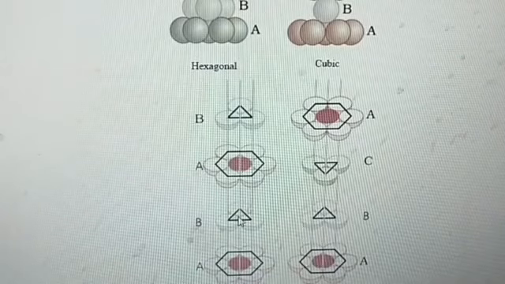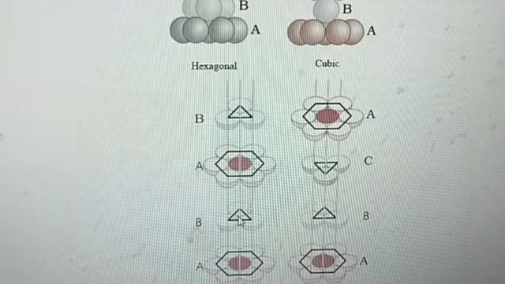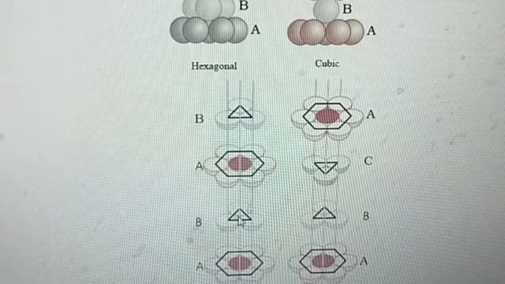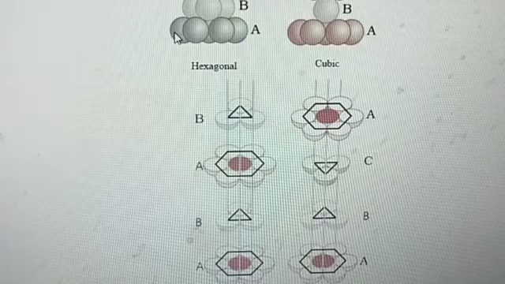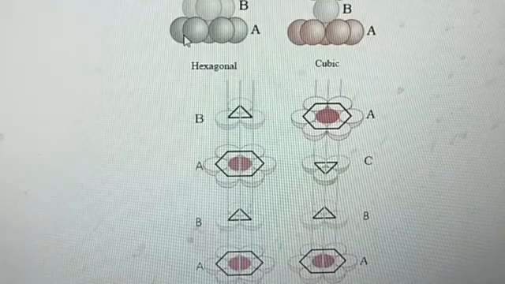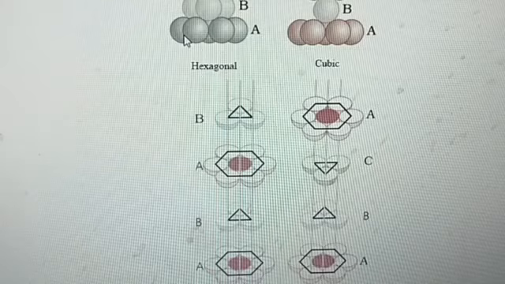The octahedral voids will be covered when the third layer is placed on the second layer in such a manner that the spheres cover the octahedral voids. So in the first one we observe that the spheres of the second layer are aligned to cover the tetrahedral voids. Here we should align the second layer in such a manner that the octahedral voids are covered.